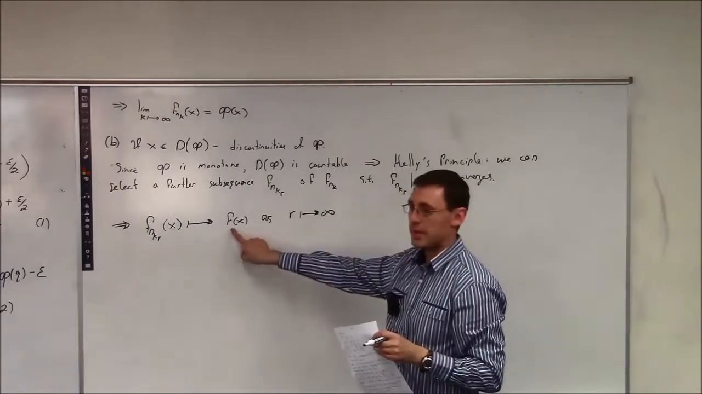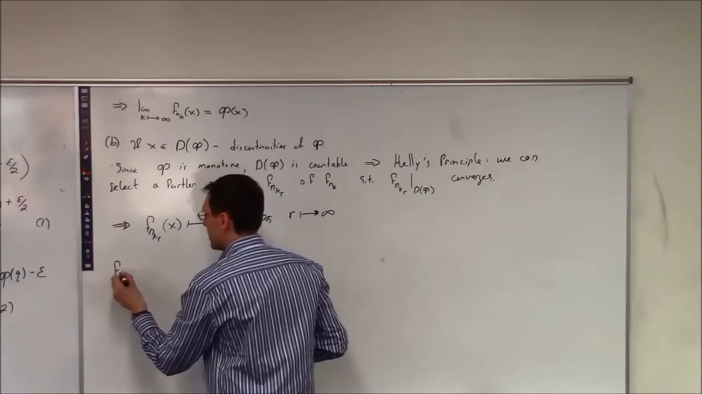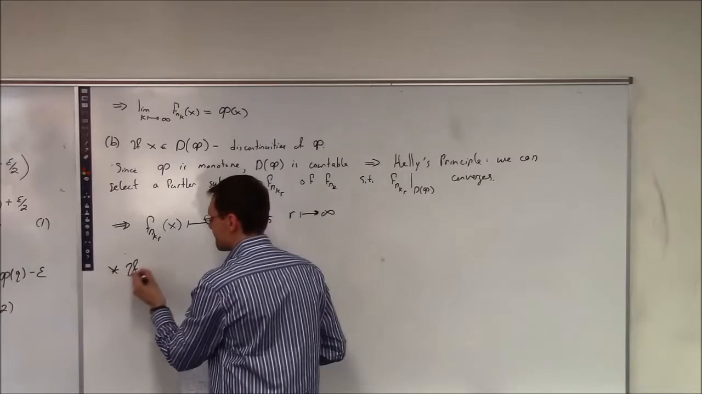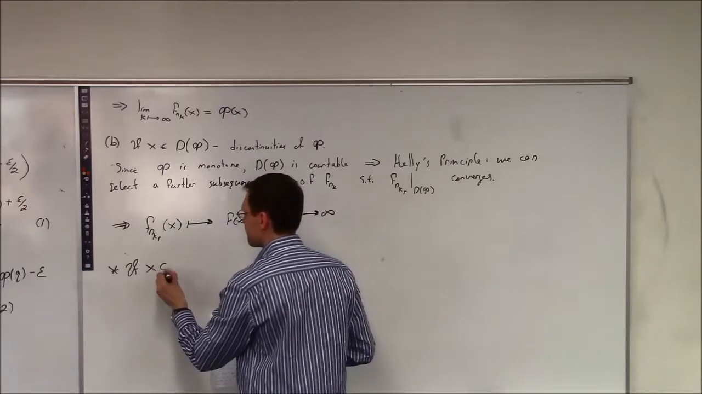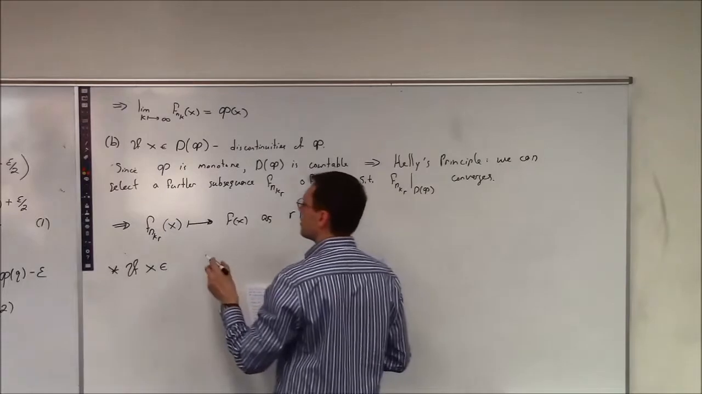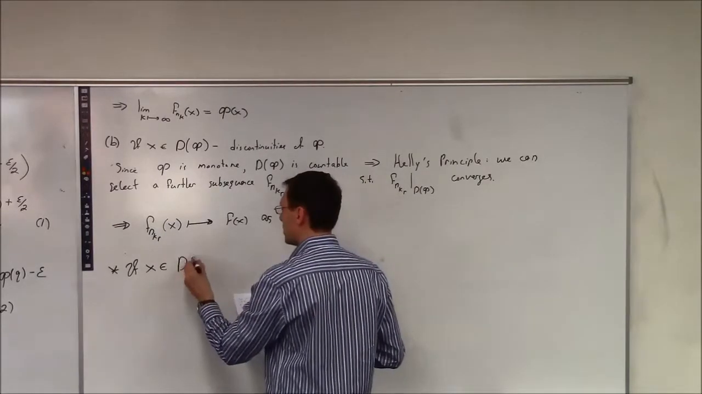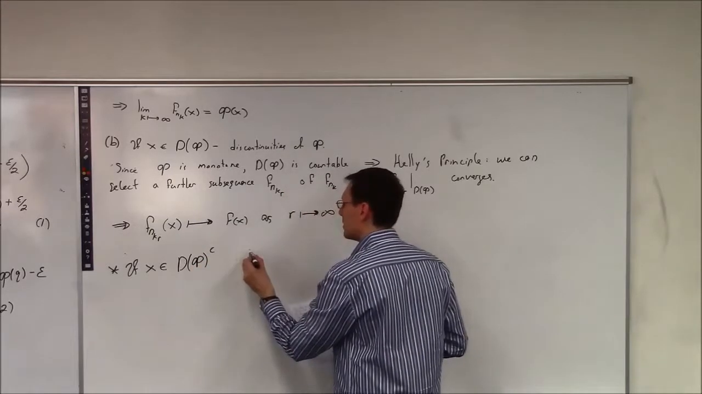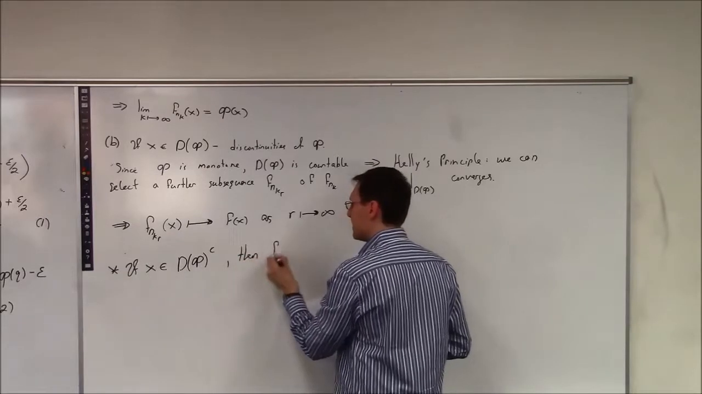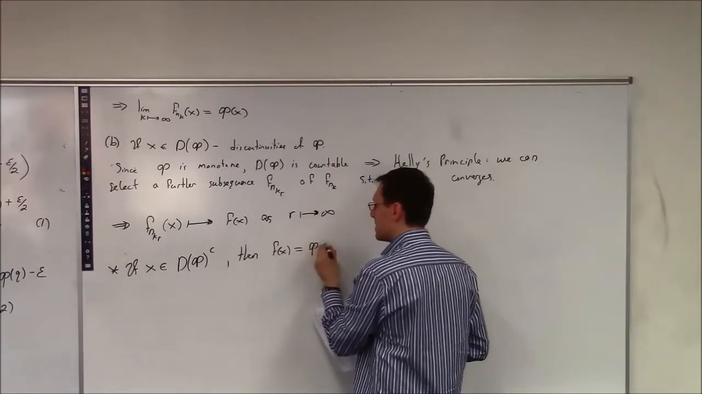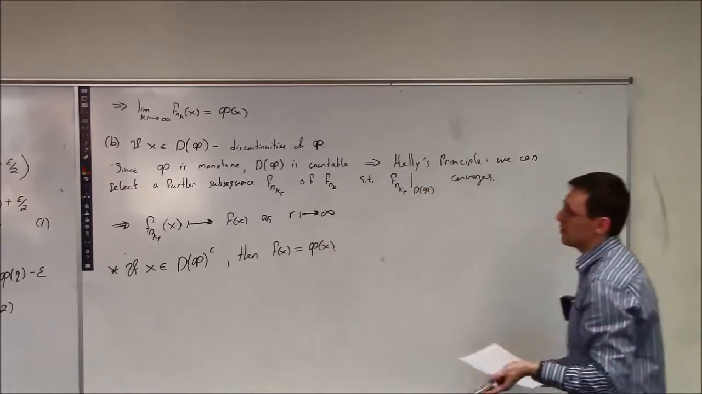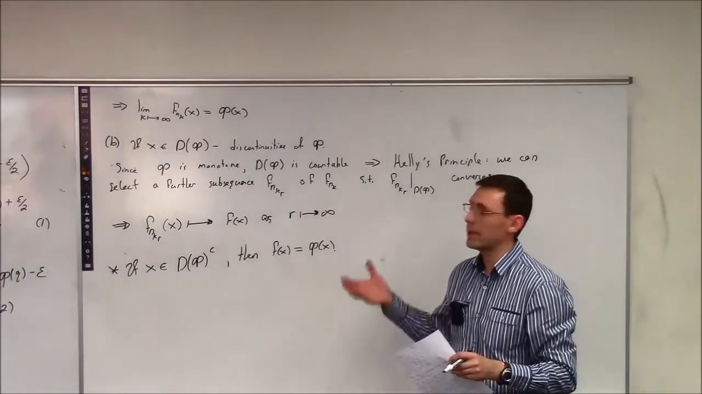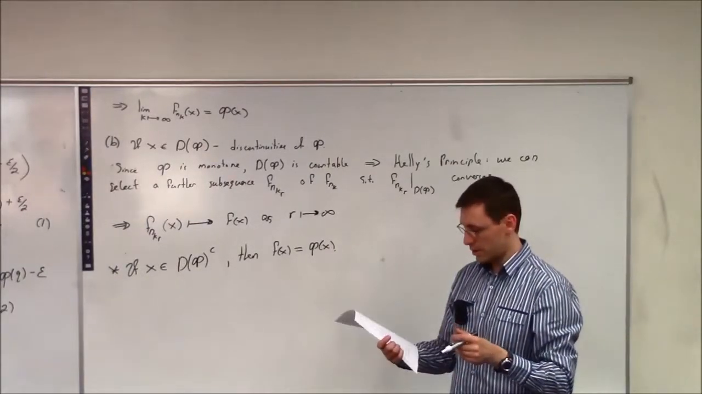Now, what is this f of x? If x is an element of the complement of the discontinuities of phi, then f of x is the same as this function, right? So we just pretty much had convergence for every place where it's continuous, and then we found another subsequence to make it converge everywhere, right?